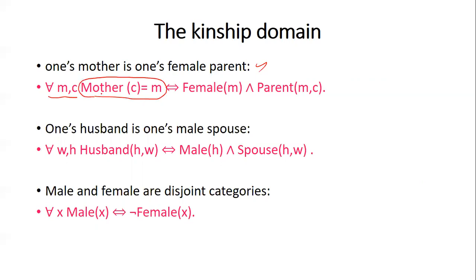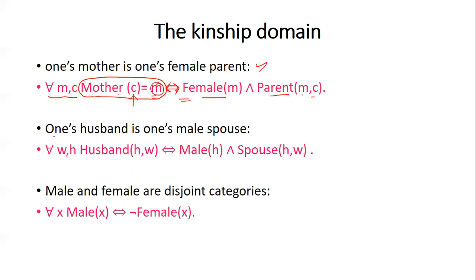Mother of c is a function. The mother of c, who is some person, is m, which bidirectionally is equivalent to m being a female, female of m, and m being the parent of c, parent of m comma c. So c is the child. From this we can understand that m is a female, and also m is the parent of c. This is how this information can be represented in first order logic.